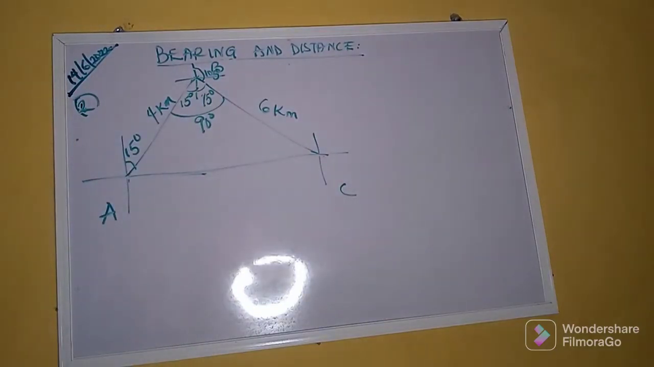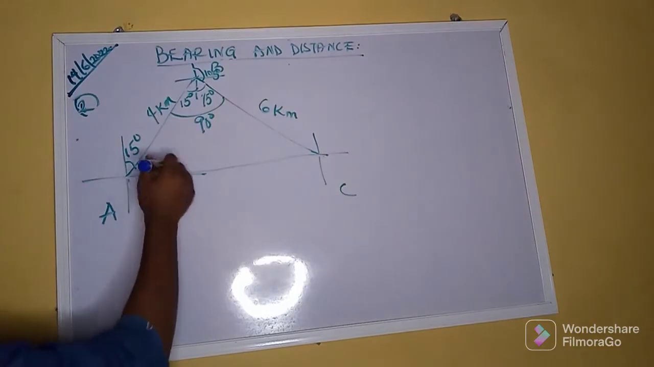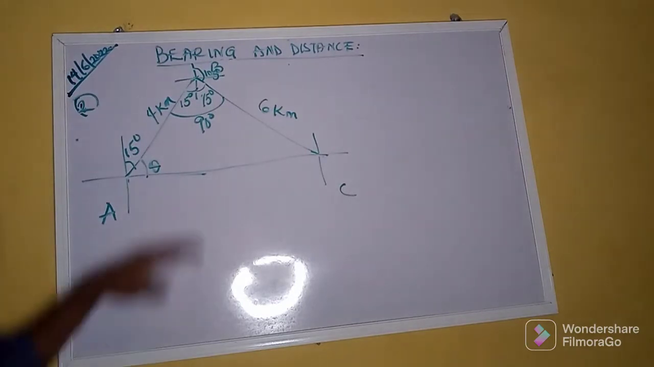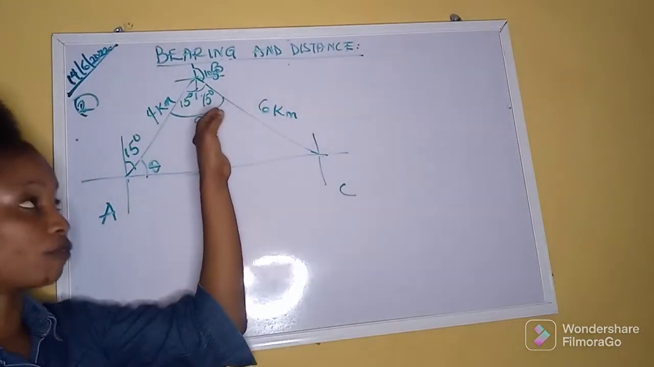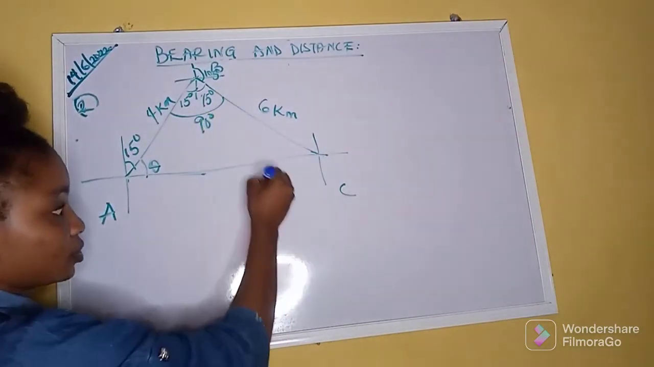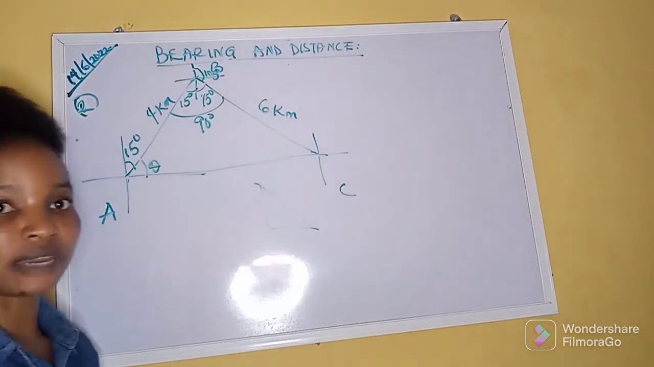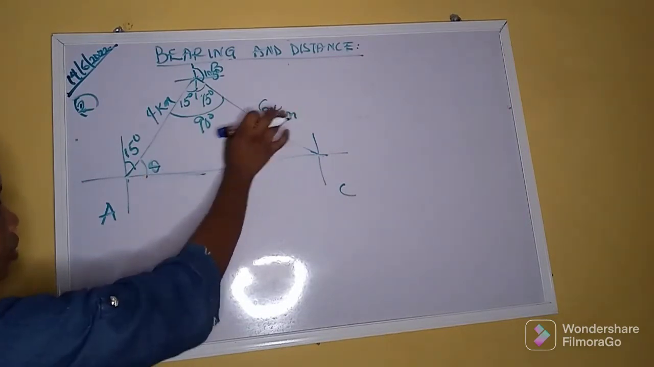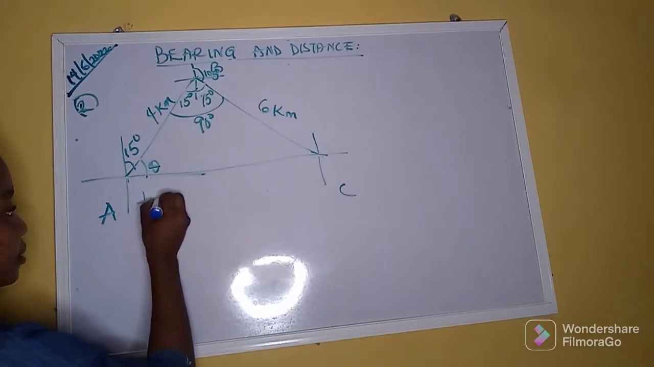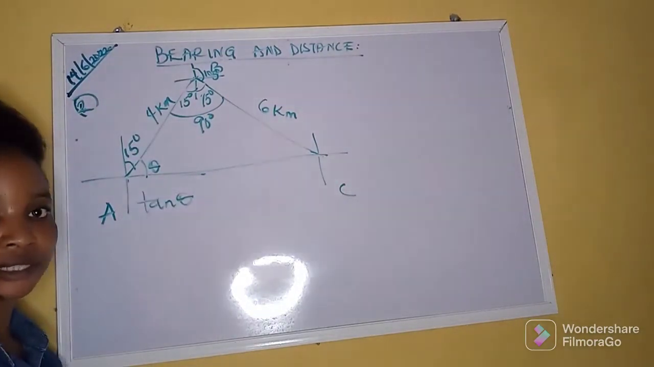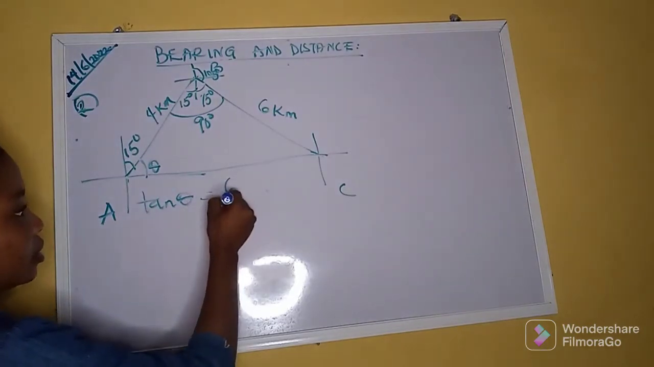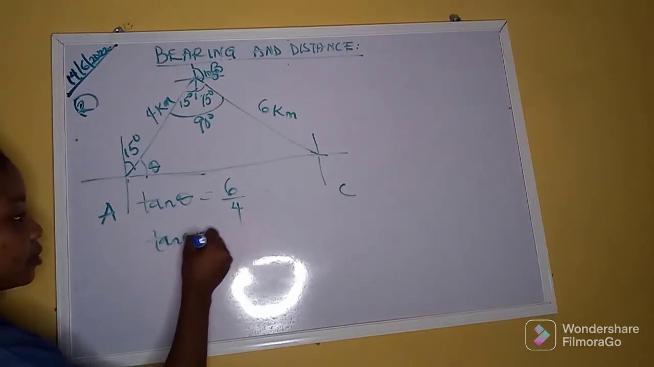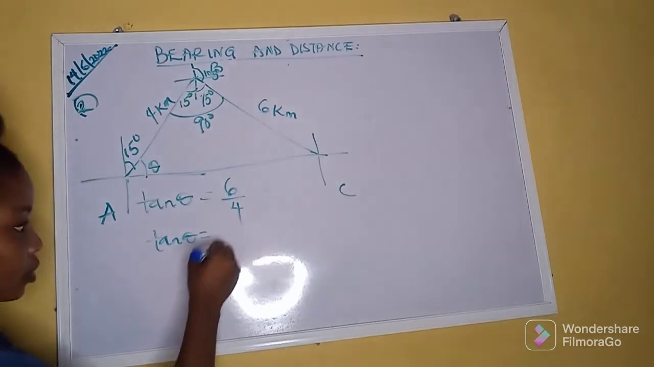And the question says, what is the bearing of C from A? So this is the angle we're looking for. Because this is 90 degrees, it means it is a right angle. So I have opposite over adjacent, which describes tan theta. I have 6 over 4. My tan theta gives me 1.5.